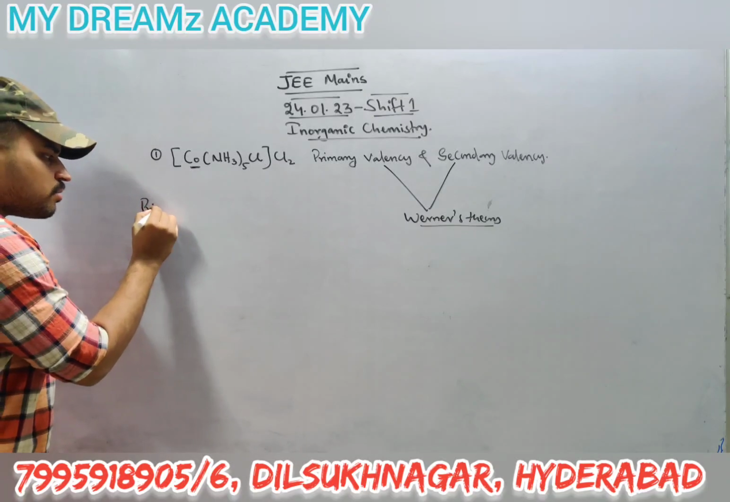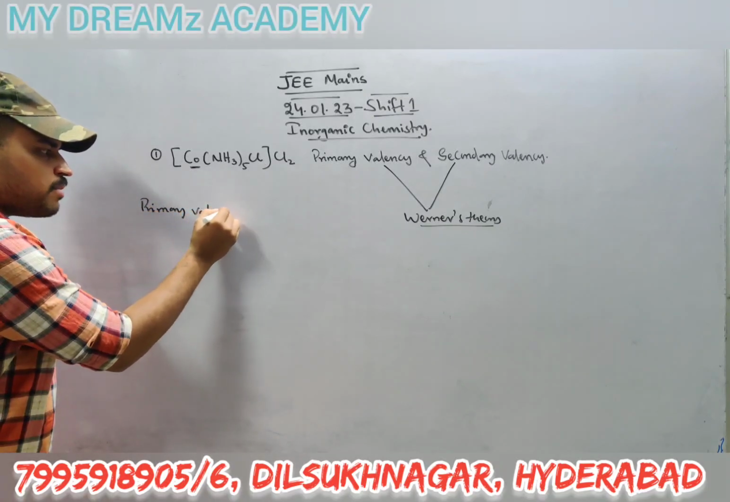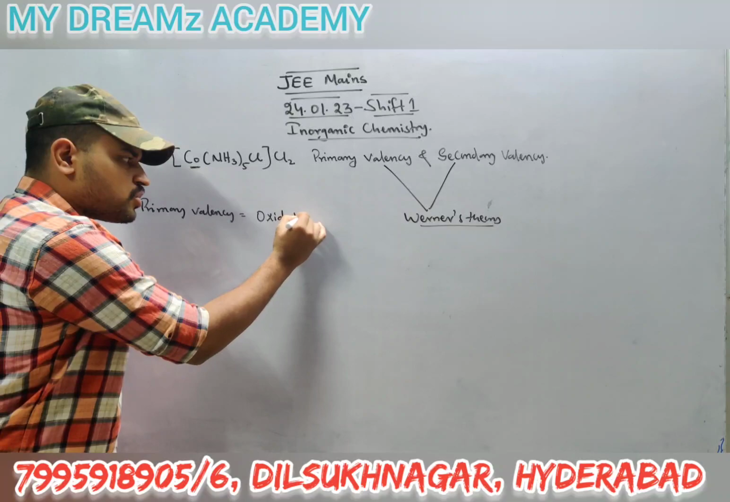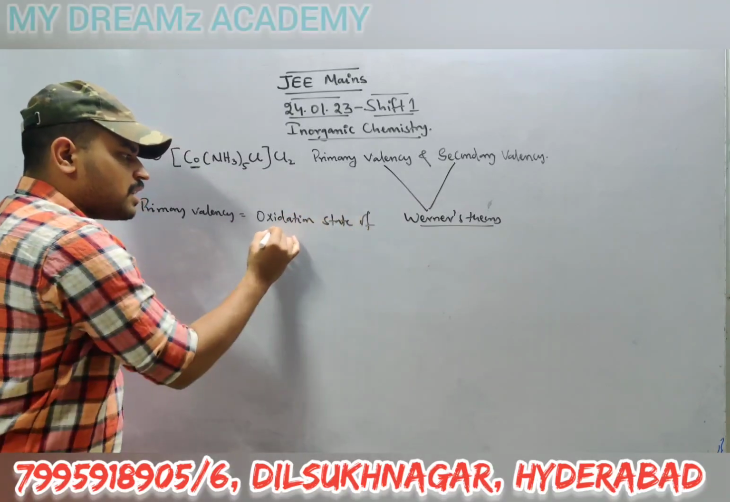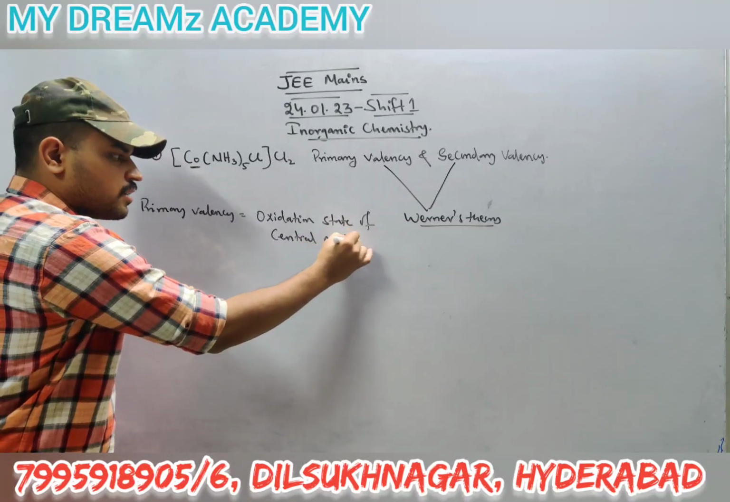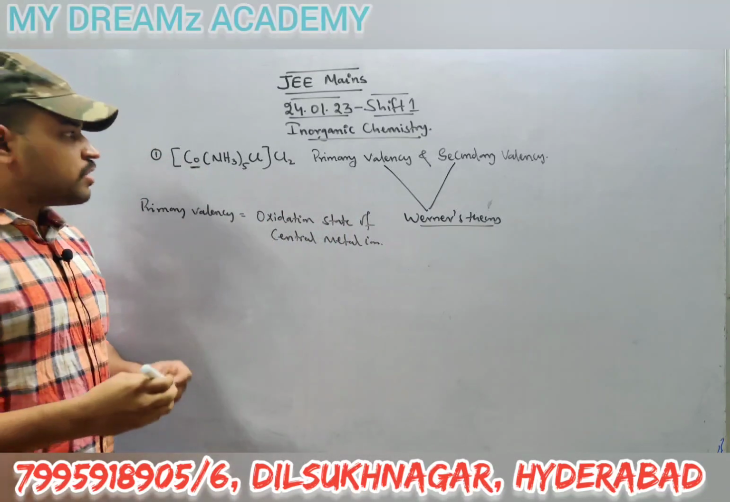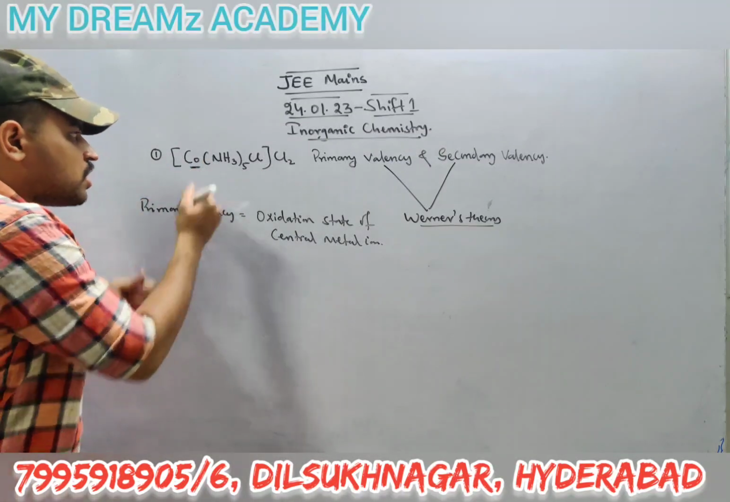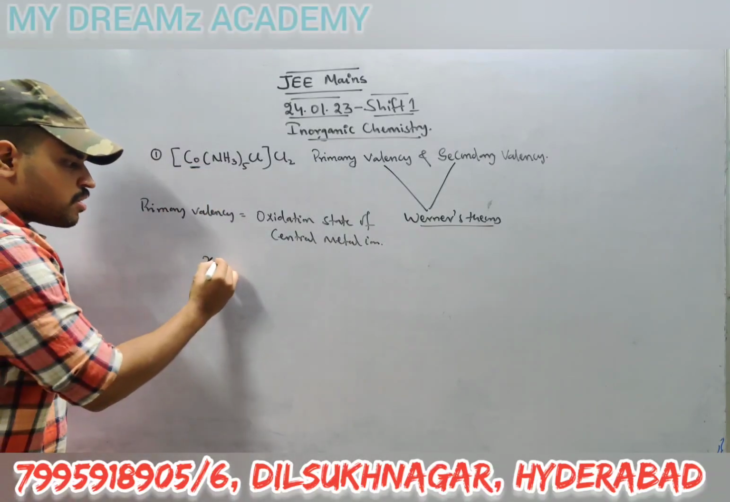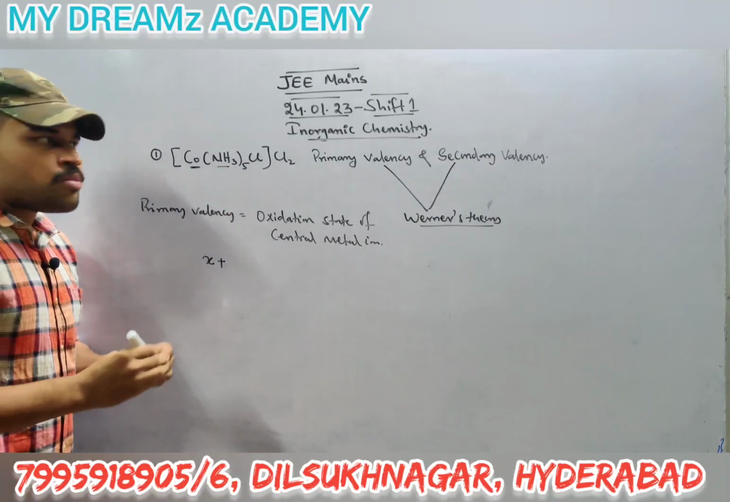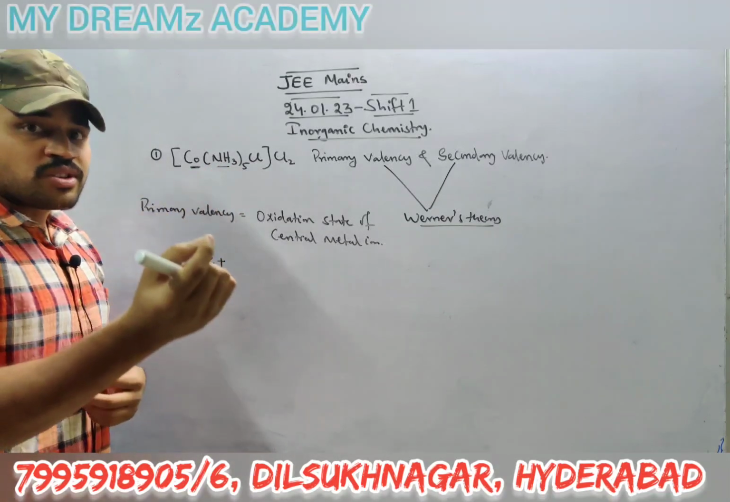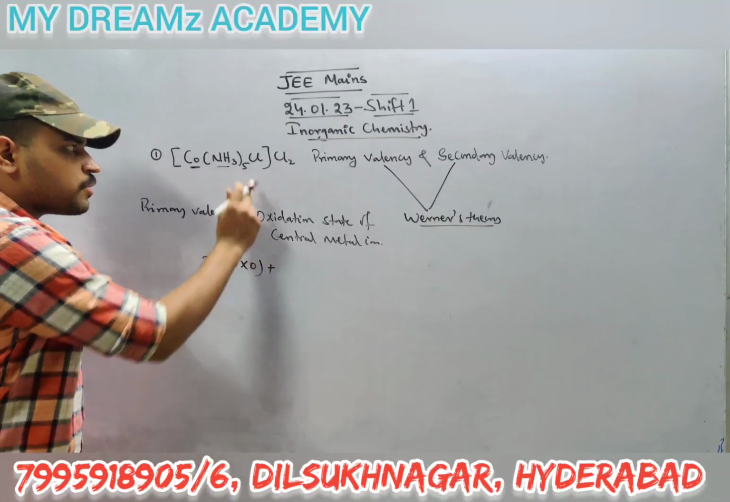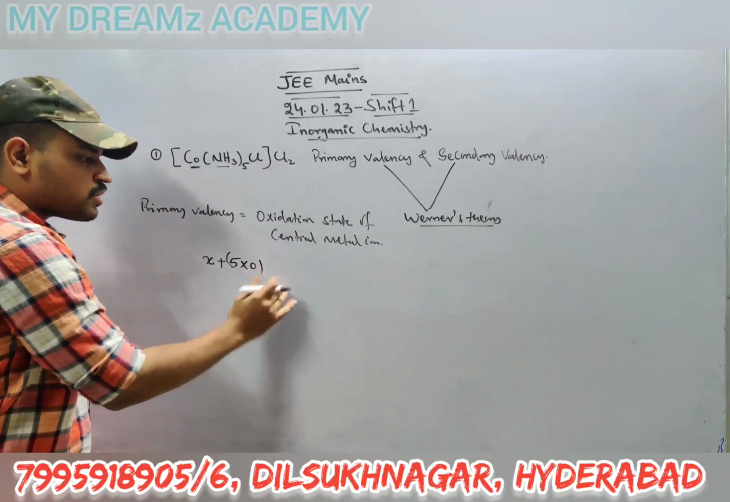So what is the primary valency of a coordination compound? It is nothing but the oxidation state of the central metal ion. What is the central metal ion in this coordination compound? Cobalt is the central metal ion. So how to find out the oxidation state? Let's take its oxidation state as X, plus the oxidation state of ammonia. Ammonia, being a neutral molecule, has oxidation state 0. How many ammonia molecules are there? 5, so 5 into 0, plus chlorine's oxidation state, which is -1.